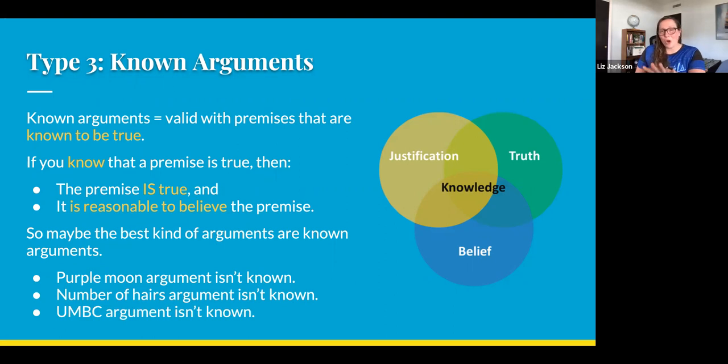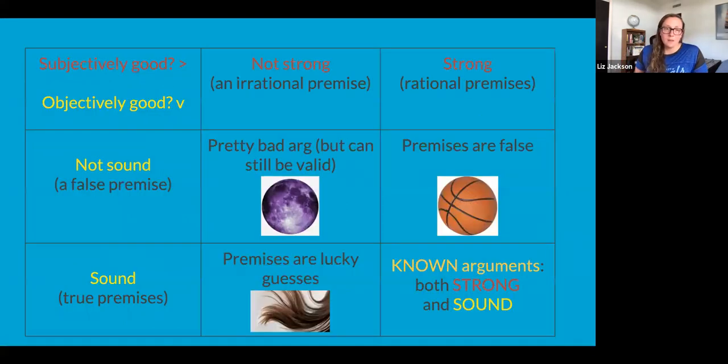And there's this little chart here that has 3 of the components of knowledge. Most epistemologists think you need more than this to get knowledge. But again, knowledge means that if you know something is true, it is true and it's reasonable for you to believe it. So it's going to have at least those 2 components. And that's kind of what's important for our purposes today.